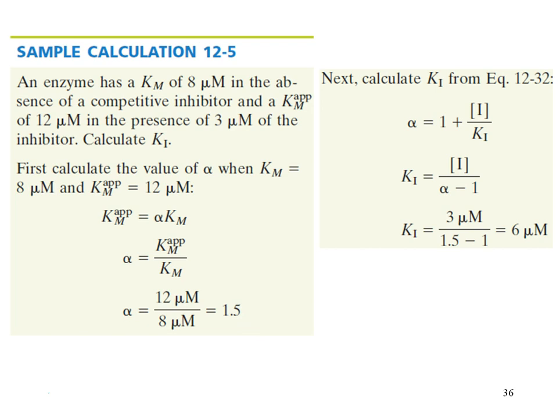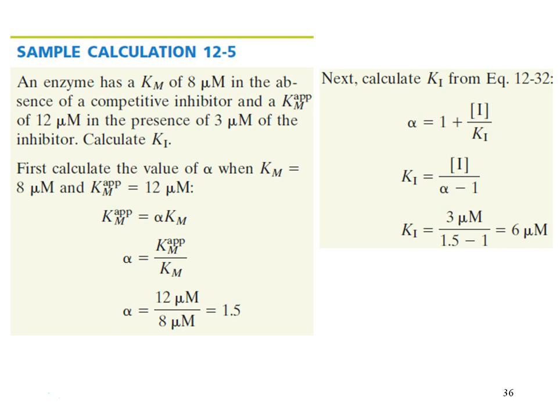Here you have an enzyme that has a Michaelis constant of 8 micromolar, micromoles per liter, in the absence of a competitive inhibitor. And when you add an inhibitor, the apparent Michaelis constant is 12 micromolar in the presence of 3 micromole per liter of the inhibitor. Now it asks you to calculate Ki.